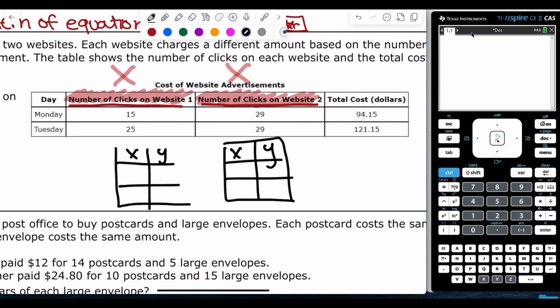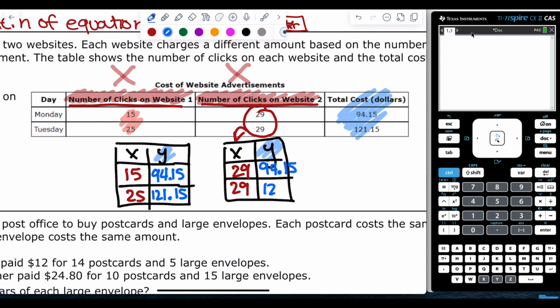Okay? So now, when we do this, this is going to be a lot easier for us. Okay? So my first x values, 15 and 25, are going to go right here. 15 and 25. My next x values are going to go right here. 29, 29. And then my y values are actually going to go in both of them. The same numbers. 94.15, 121.15.